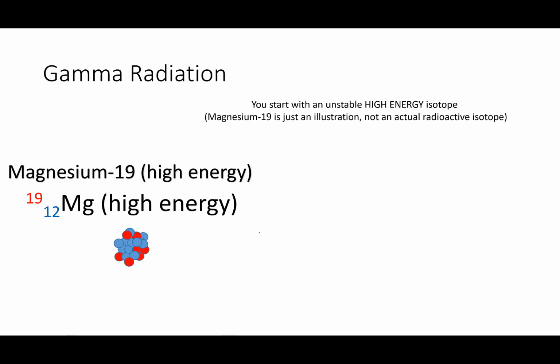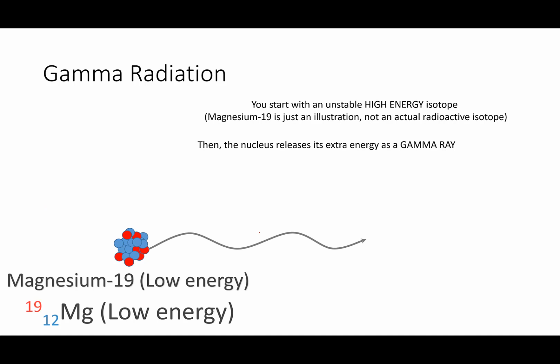So gamma radiation is the easiest, I think. You start off with an unstable high energy isotope, fake magnesium-19 again. What happens is it just releases energy. No protons, no neutrons, no electrons, just energy as a gamma ray. So zap. And you end up with the same atom, but low energy. You see, magnesium-19, zap, magnesium-19. It just has lower energy.